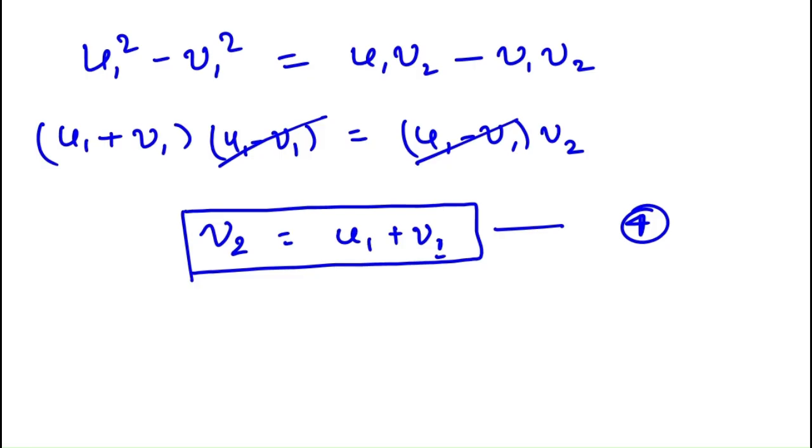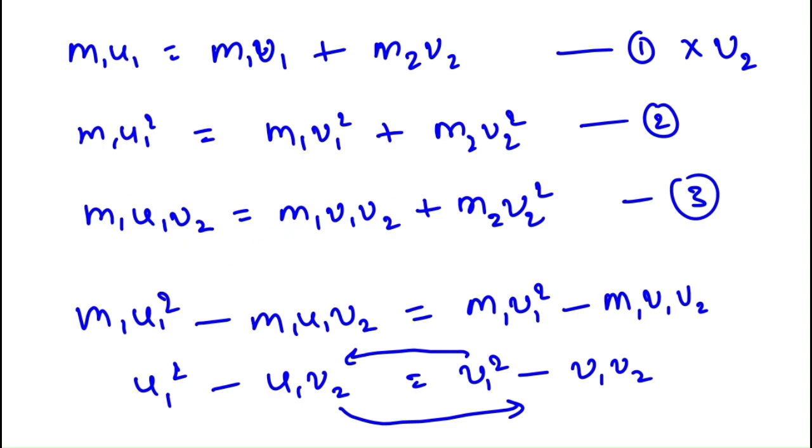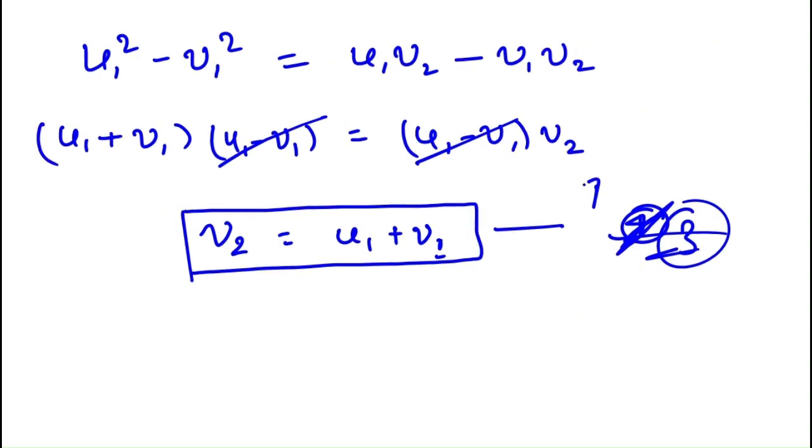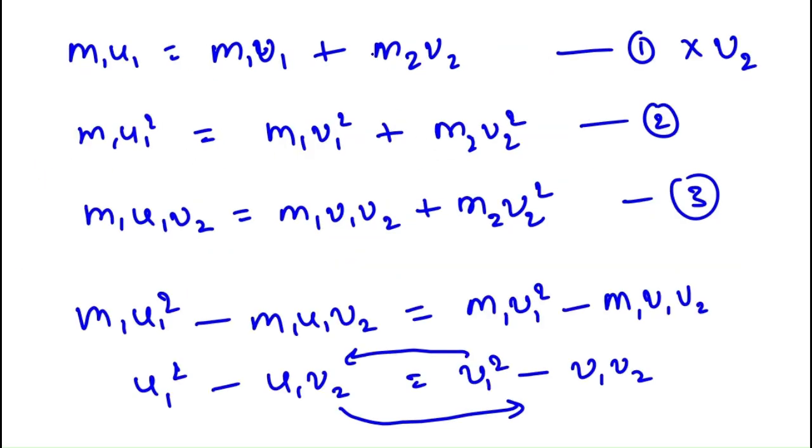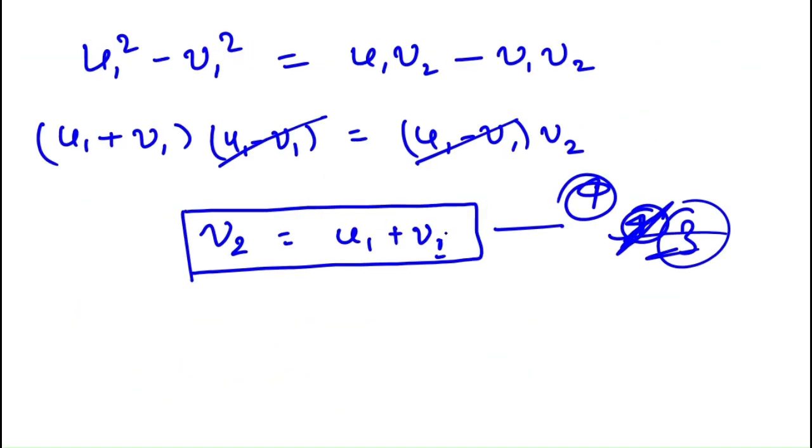So let's continue. Now we have got the final velocity of body 2. From here we can get the final velocity of body 1 also, using these two equations. Now I'm writing directly the initial and final velocities of these two bodies. This is equation 3, and earlier we had equation 4. So here we have equation 1 and equation 2. If we put that v2 here, we will get v1, and from v1, we can get v2.